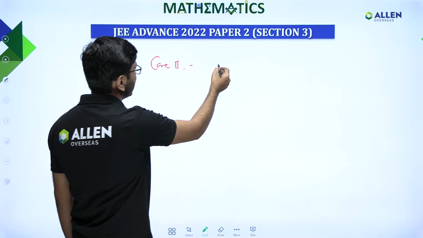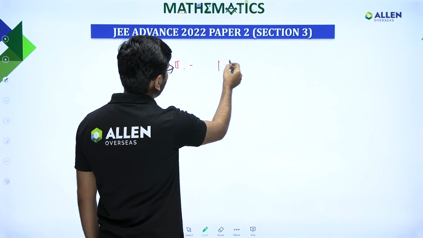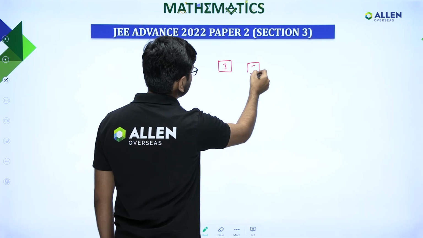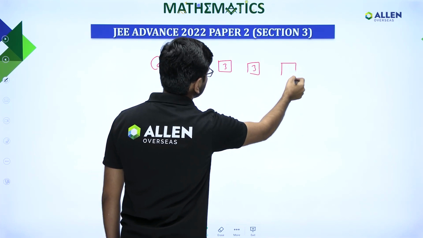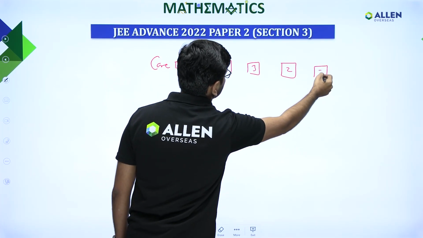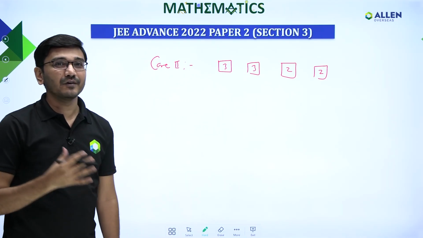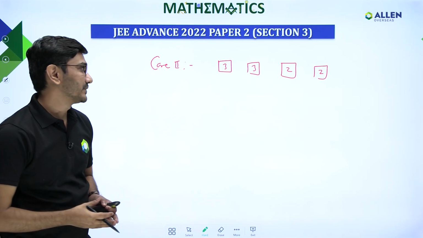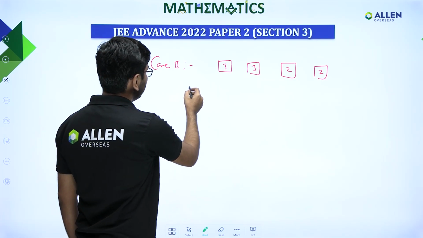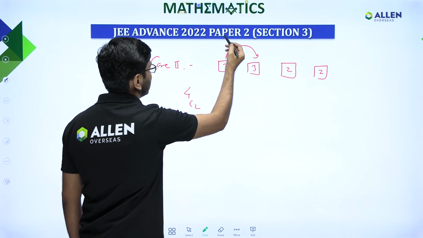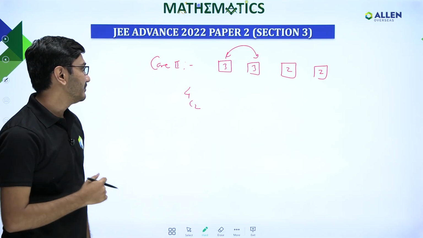Now, suppose from some of the boxes you are choosing 3 balls: 2 of the boxes you are choosing 3 balls, and from the other 2 boxes you are choosing 2 balls. So, that may happen. Very first you need to select the 2 boxes from where you are choosing 3 balls. That can be done in 4C2 ways. You have chosen these 2 boxes from where you are choosing 3 balls.